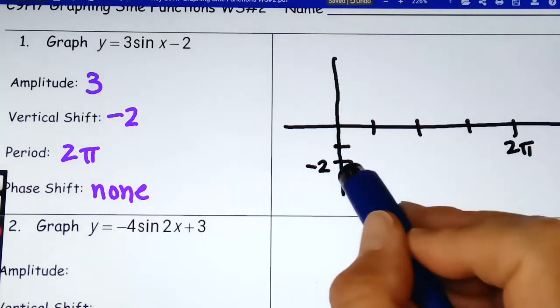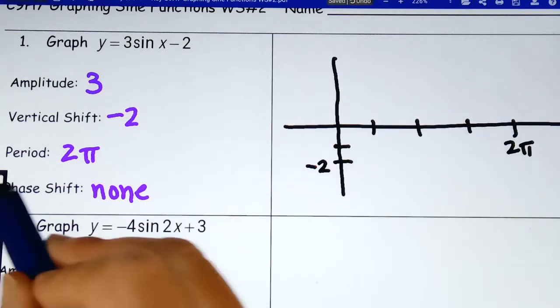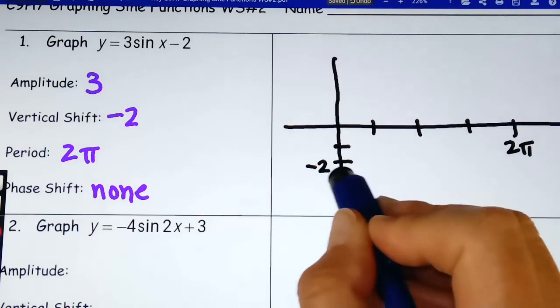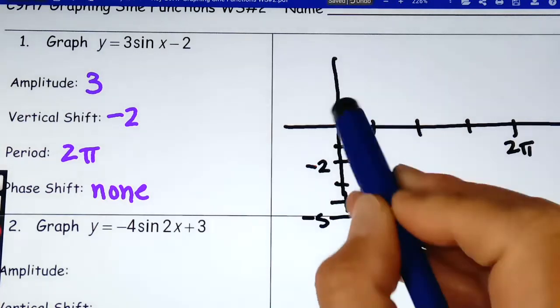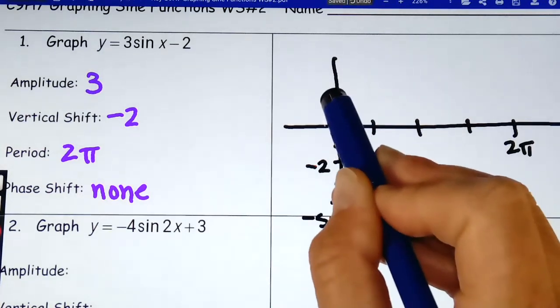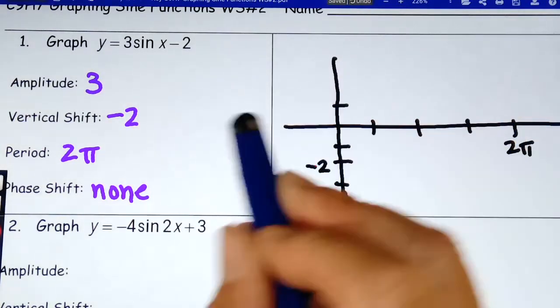And my amplitude is 3. That means I'm going to be going 3 above and below. So I'm going to be going 1, 2, 3 below, so that's -5. And 1, 2, 3 above, so that's going to be 1.